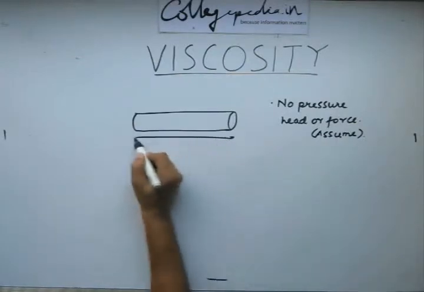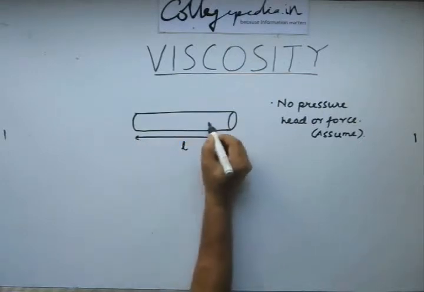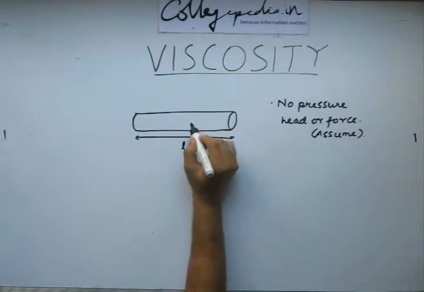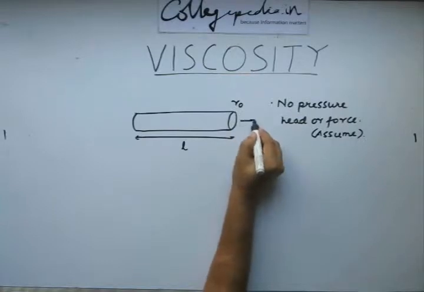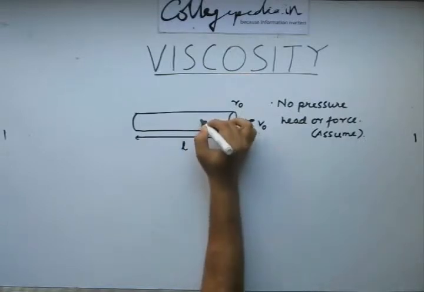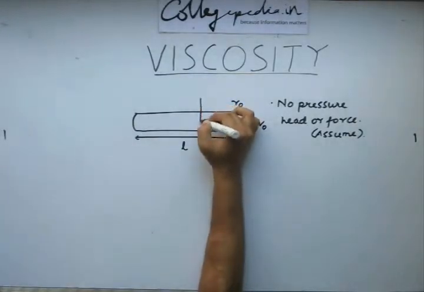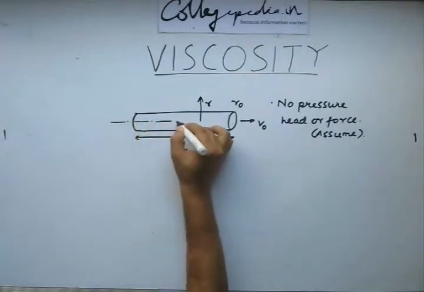This is another assumption. This cylinder has a length of L, and we said that it has a radius of r naught moving with velocity v naught. Let us consider any arbitrary radius r from the center line of this cylinder.